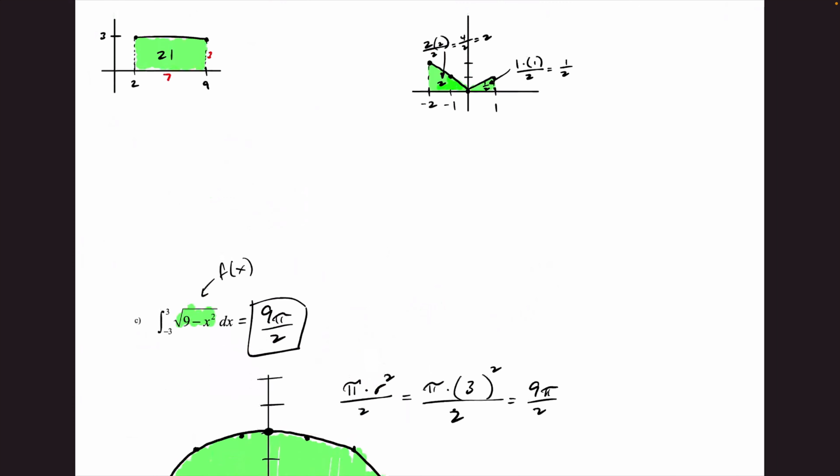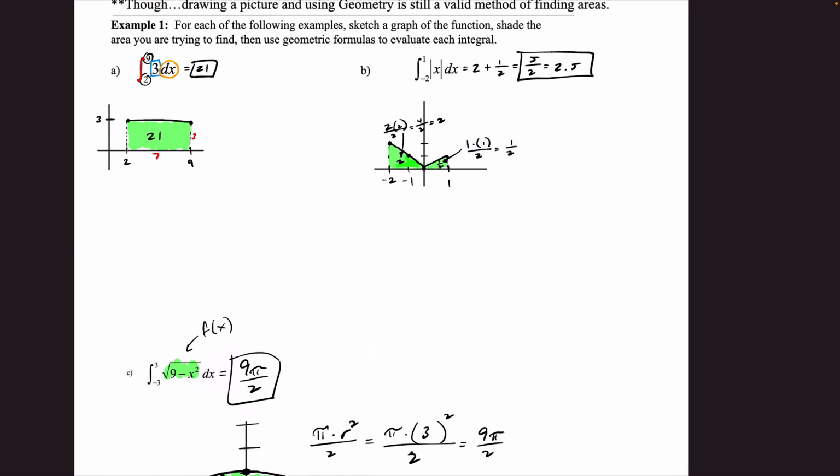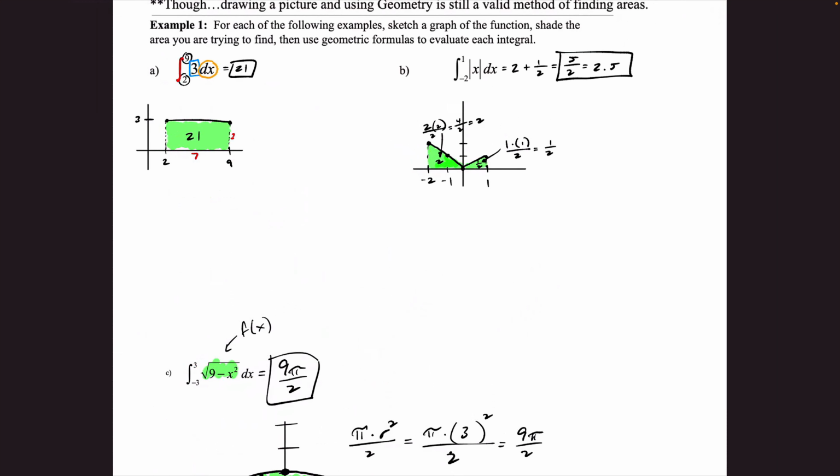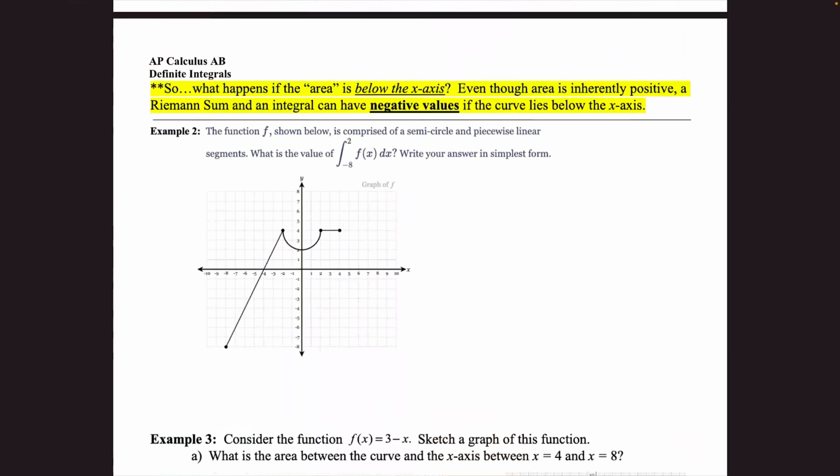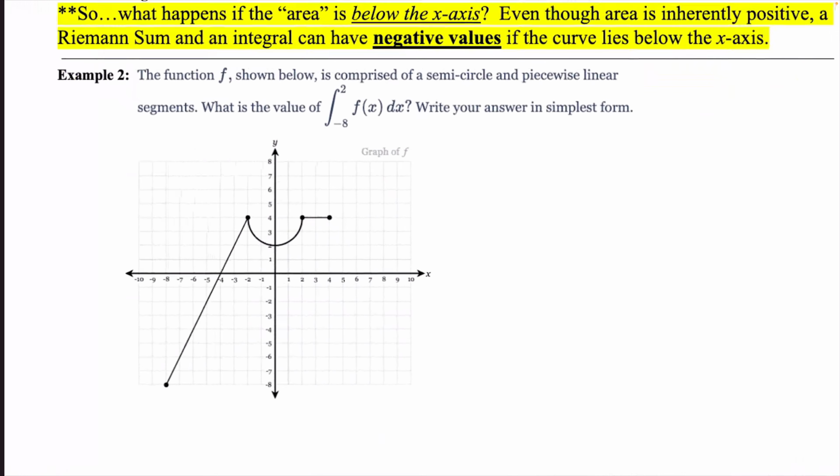So for A, B, and C, those are all exact. Those aren't approximated. Area, all of those answers are exact answers. None of them are approximated like we did last week. All right, so this one, they already drew the picture for you.